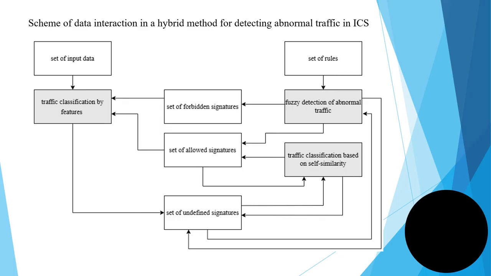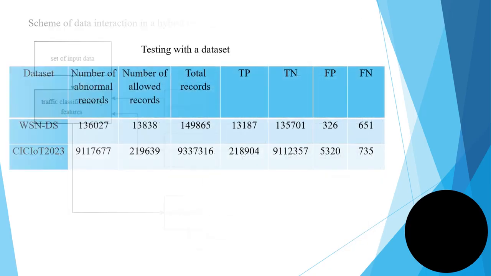The input data for the fuzzy method of detecting abnormal traffic is a set of undefined signatures, DU, and a set of rules. As a result, the method classifies signatures from the set of undefined signatures, DU, and overwrites them to the set of forbidden signatures, DB, or the set of allowed signatures, DG, removing them from the set of undefined signatures, DU. General requirements for the efficiency of solving the problem solved by an anomaly detection system can be expressed through the following well-known and frequently used quality metrics: true positive, false positive, true negative, false negative.